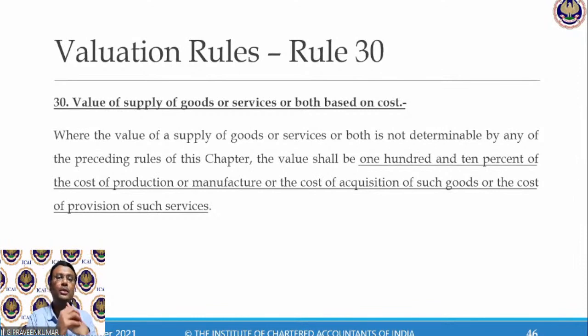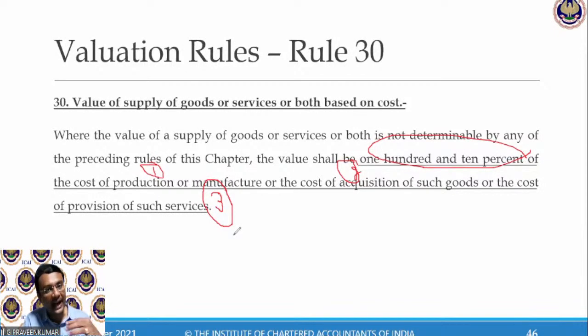The value of a supply of goods and services which is not determinable, where there is no open market value, shall be 110%. Shall be 110% of what? Cost of production. If the cost of production is there, 110%. Cost of production or manufacture, or cost of acquisition. Sir, I have purchased this, I didn't manufacture. Then cost of acquisition, or cost of provision of services. Either of these three, 110% will be the value of supply. Right? So if I don't have open market value, if I don't have a value of a similar kind, then I'll come to Rule 30.